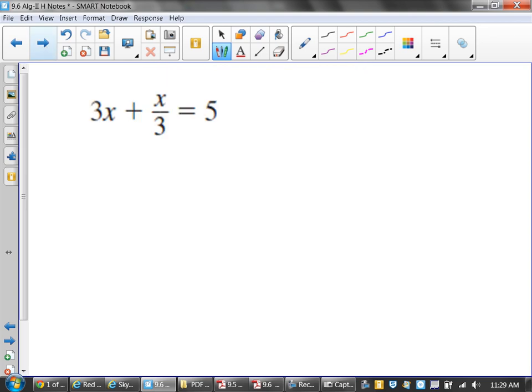Again, 3x plus x over 3 is 5. What are you going to multiply everything by? 3. If I multiply everything in here by 3, now I'm going to skip this step here and just write it out. What's 3 times 3? 9. What's 3x over 3? And what's 3 times 5?